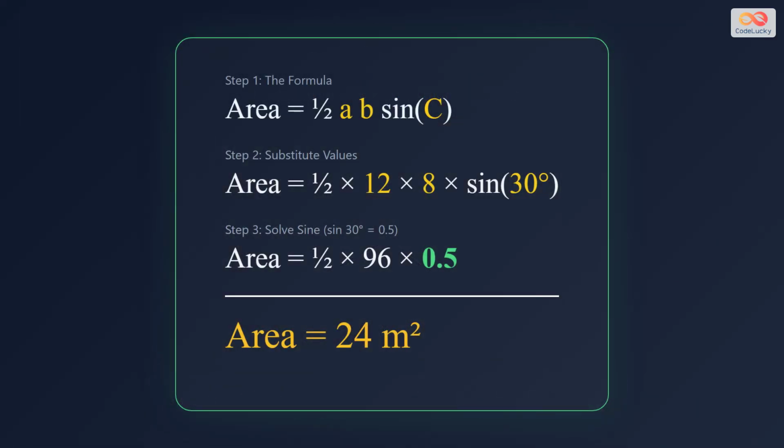First, we write down our formula. Next, we substitute our values: 12 for a, 8 for b, and 30 degrees for angle C. We know that the sine of 30 degrees is 0.5. Multiplying 1/2 by 12 by 8 by 0.5 gives us a final area of 24 square meters.